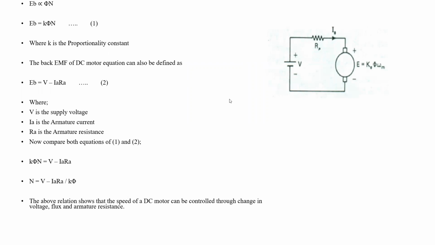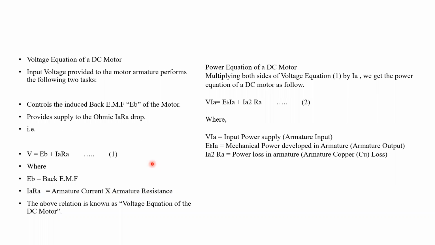Also we can write the basic back EMF voltage equation: V = Eb + Ia Ra. From that equation, Eb = V - Ia Ra. Eb is nothing but K phi N. So K phi N = V - Ia Ra, so N = (V - Ia Ra) / K phi. In the same way we can write the basic DC motor equations.